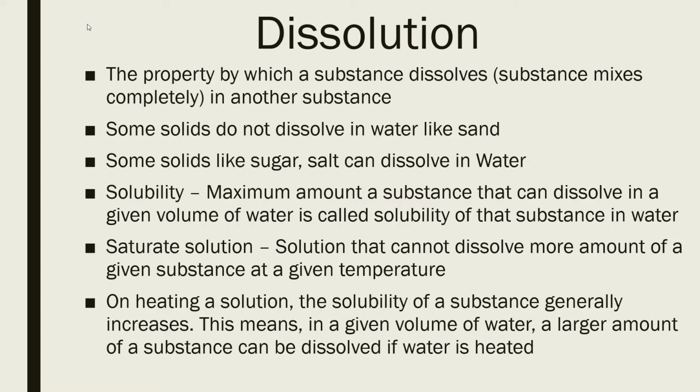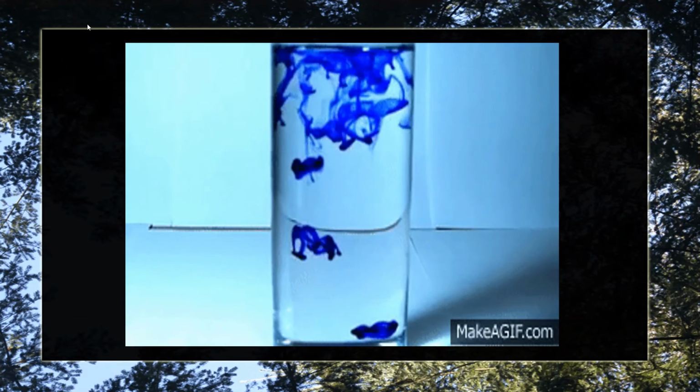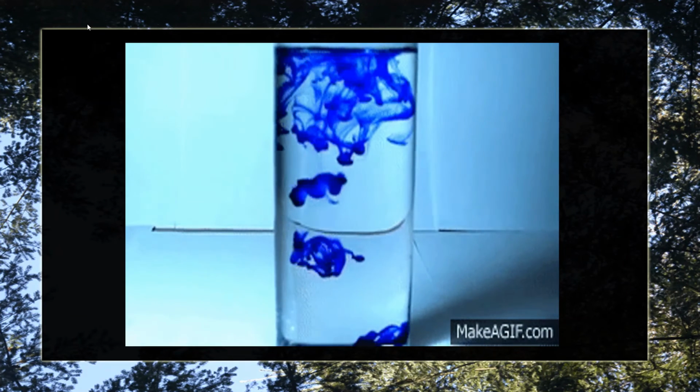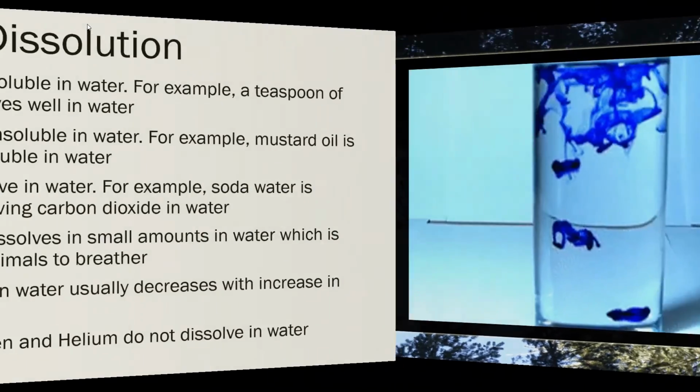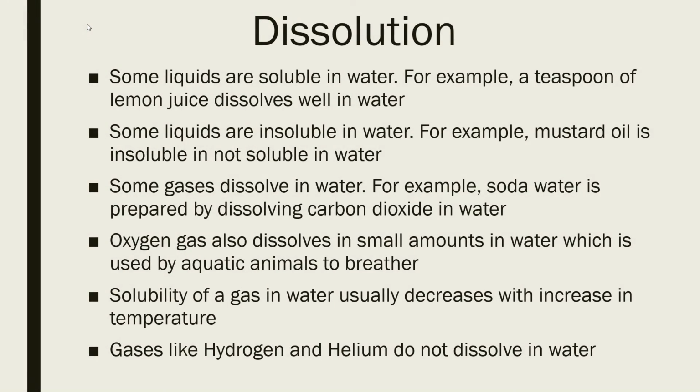Now if we want to add more sugar in that saturated solution, how will we add it? We will heat that saturated solution, then add more sugar and it will dissolve in it. Now here we have a small video on diffusion. Dissolution, one more slide we have for it.